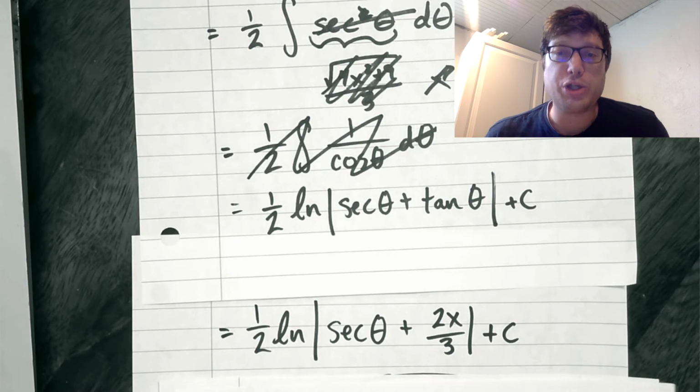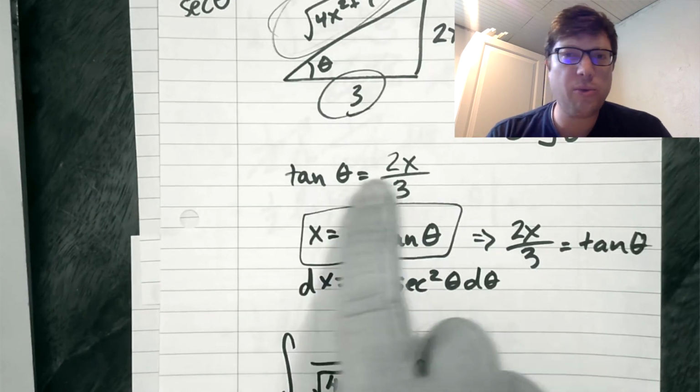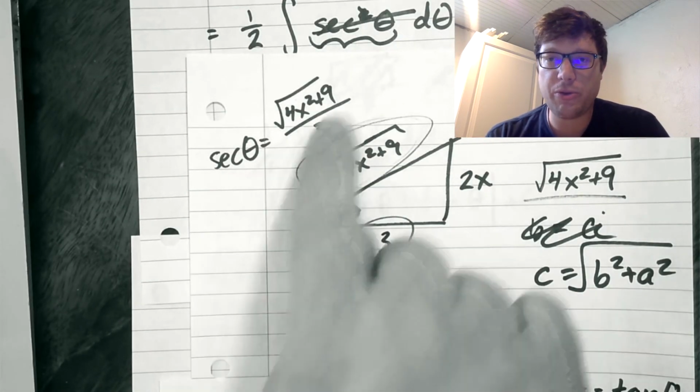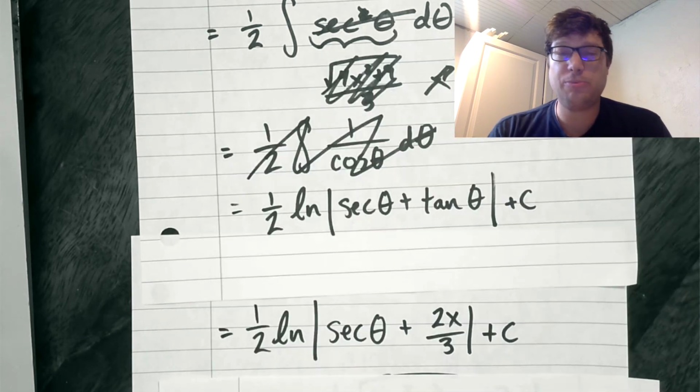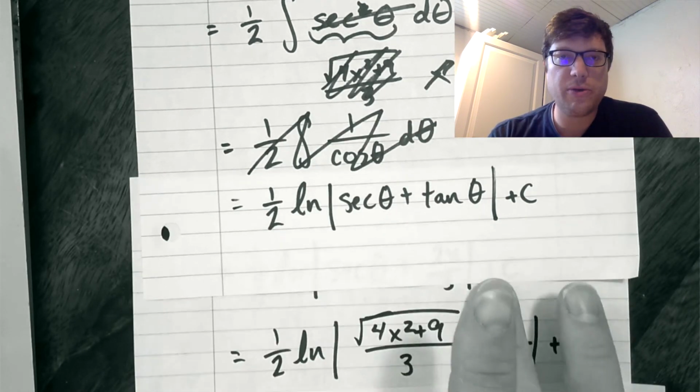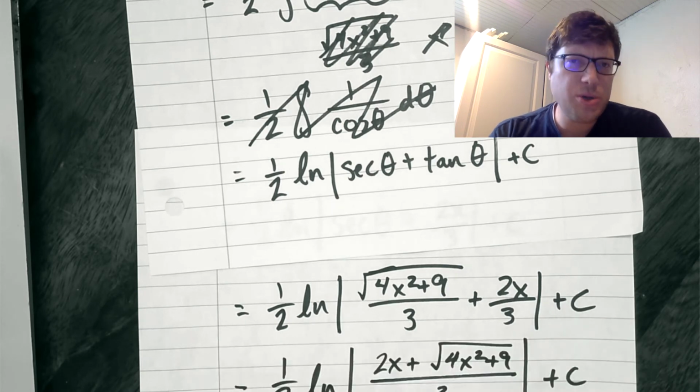Going back to the right triangle, the relationship for tangent, we've already identified. It's 2x over 3. So let's substitute that out. Put 2x over 3 where tangent theta is. Also use the right triangle.